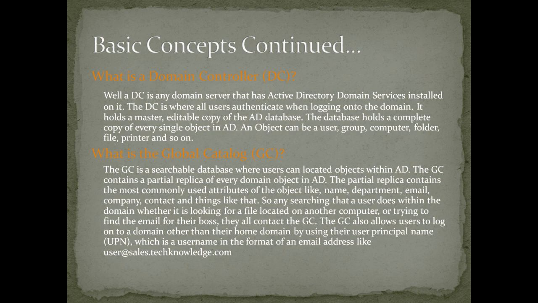It just contains a partial replica of every object, and the partial replica contains the most commonly used attributes of the object. Like I said, name, department, email, company, contacts, and things like that. So anytime you search for anything within your domain, you're going to be connected to the global catalog server.